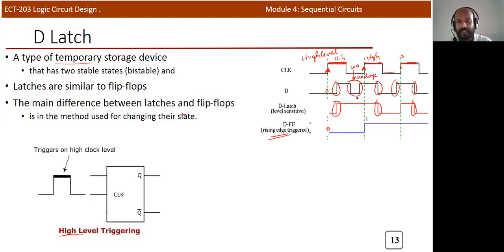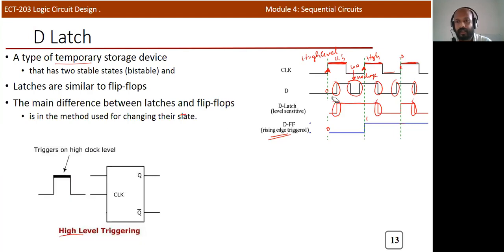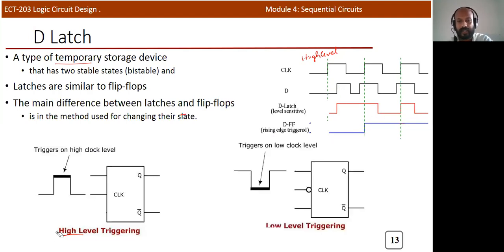You can see the difference between the high level triggered latch and the rising edge triggered flip-flop. So you can compare these two waveforms. Similarly, there are flip-flops which operate in low level triggering. These flip-flops will be sensitive only during the negative portion, or low level portion. So there is low level triggered and high level triggered.